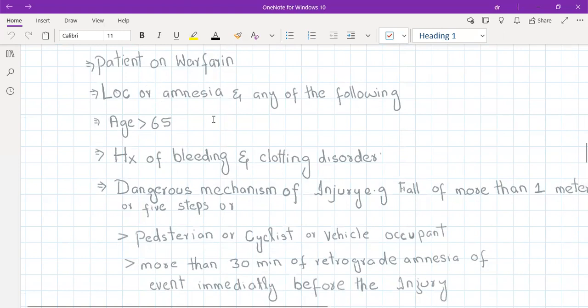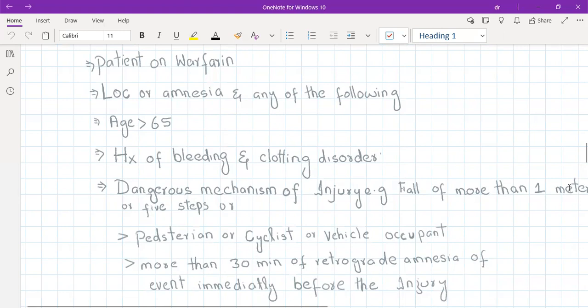Loss of consciousness or amnesia, and any of these, if any of these is positive: if age is more than 65 years, if there is a history of bleeding and clotting disorders, if there is any dangerous mechanism of injury, like a fall of more than 1 meter or 5 steps, if the patient was a pedestrian or cyclist and was hit by a vehicle, if there is more than 30 minutes of retrograde amnesia of events immediately before the injury.